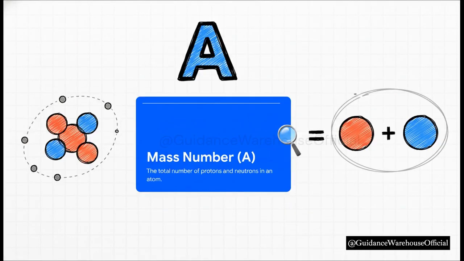Next up, we have the mass number, which gets the letter A. This one is super straightforward. It's just the total number of protons plus the number of neutrons. Think back to what we just talked about with electron mass, or the lack of it really. Because electrons weigh so unbelievably little, the mass number relies strictly on the heavy stuff, those protons and neutrons locked tightly together in the center.